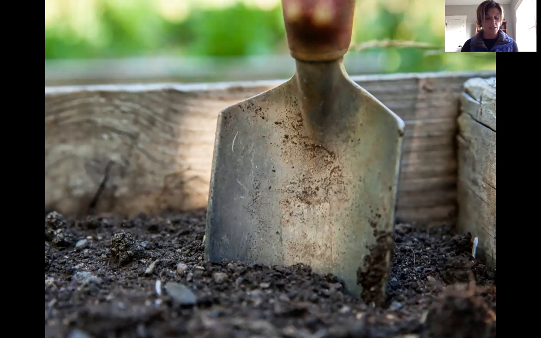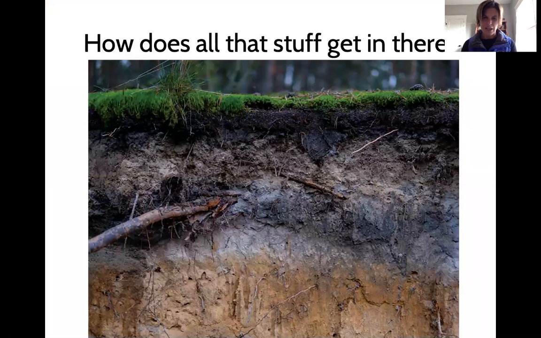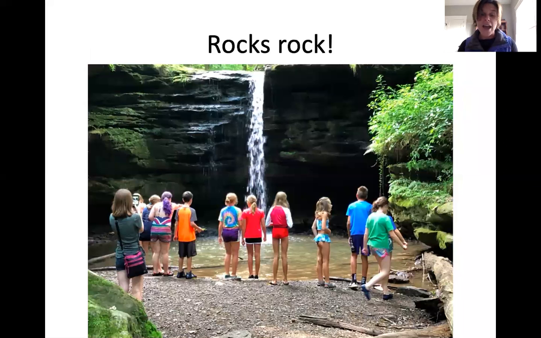So we've got rocks and water and air and organic matter, and let's start with rocks. How does all this stuff get in here? Because air is in the air, and water rains. We'll save the organic matter stuff for later. But let's talk about those rocks. How do the rocks get into the soil? Where do they come from? That's important to know. And if you know me, you know that I say that rocks rock.